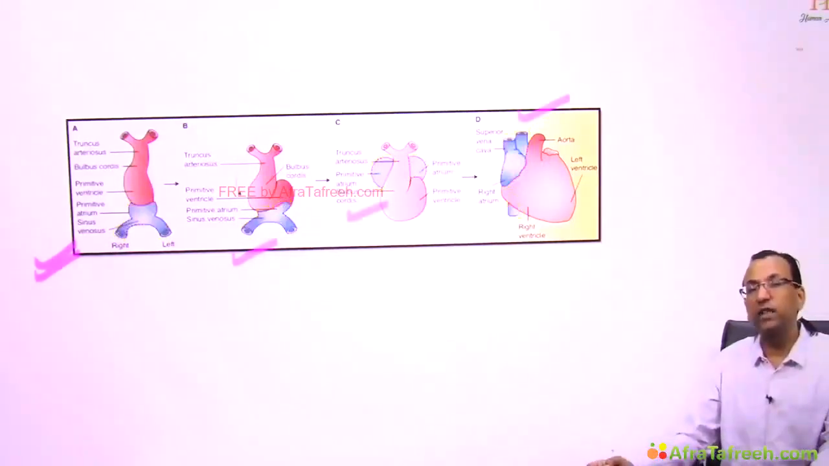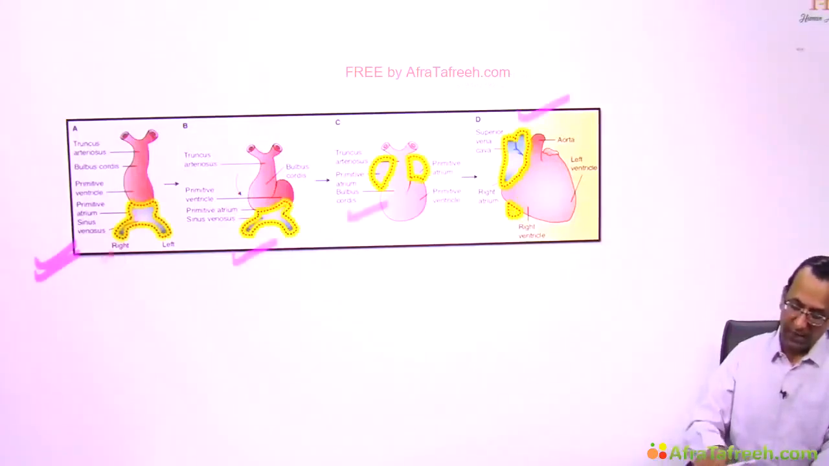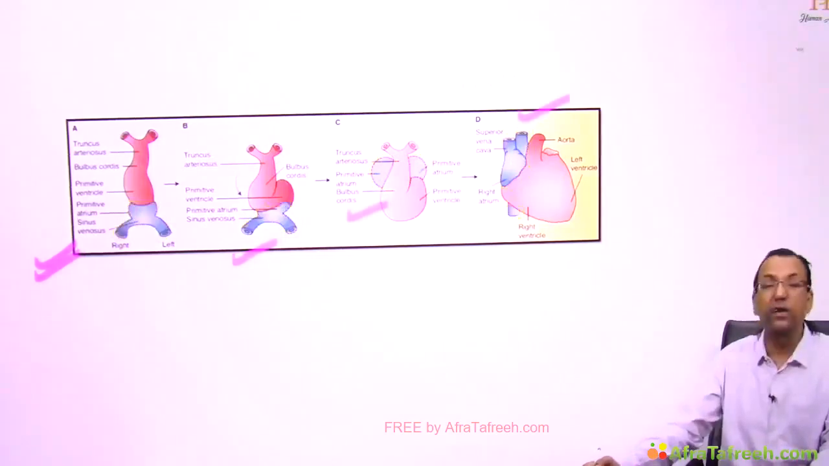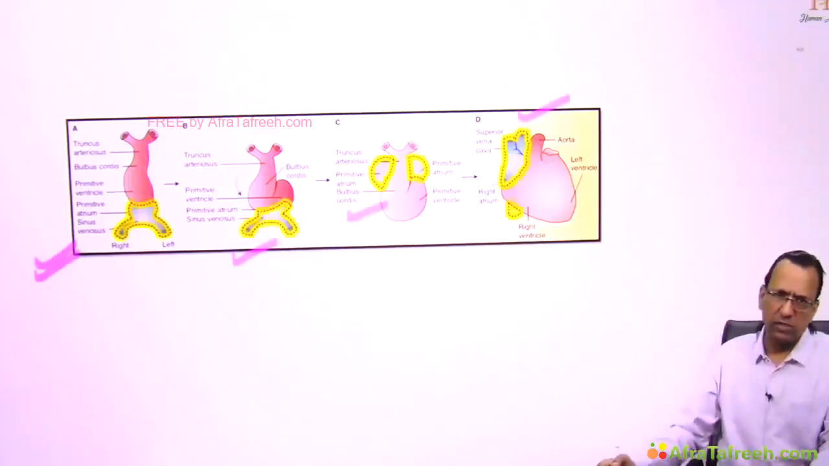Yes, I want to look at that now, because I want to see what is the derivative of right horn and left horn of sinus venosus in the diagram. To see the derivative of right and left horn of sinus venosus, I must look at the developing heart from posterior side, because veins are going posterior. So can we see the posterior view of the heart?